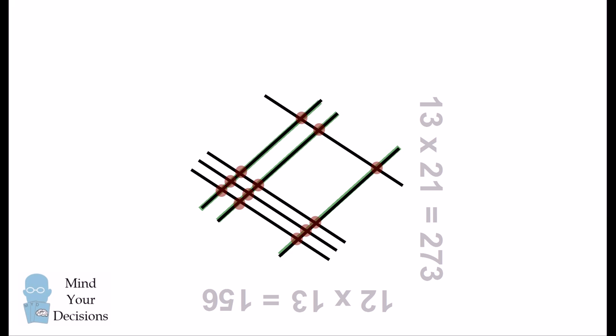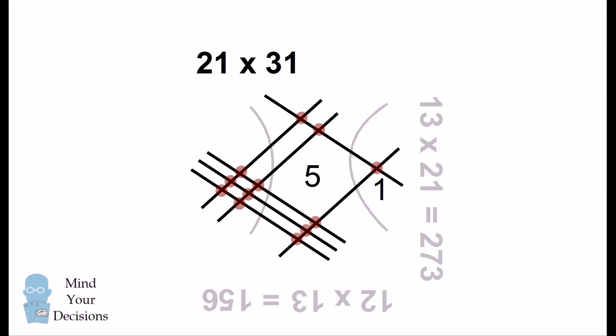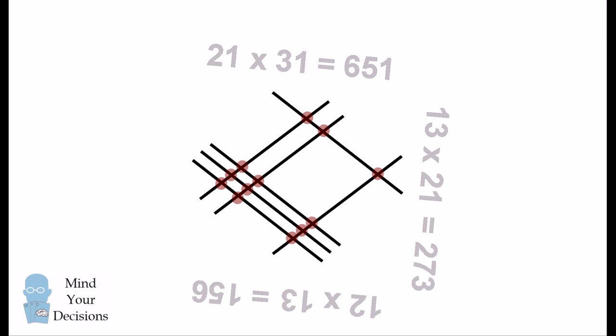The lines going up and to the right are 2 lines followed by 1 line, which is 21. The lines going to the bottom right are 3 lines and then 1 line. So that's 31. So this diagram represents 21 times 31. We'll now count up vertically aligned intersections. There's 1 on the right, 5 in the center, and 6 on the left. So that means 21 times 31 is 651. We're not done yet. We can do this one more time.